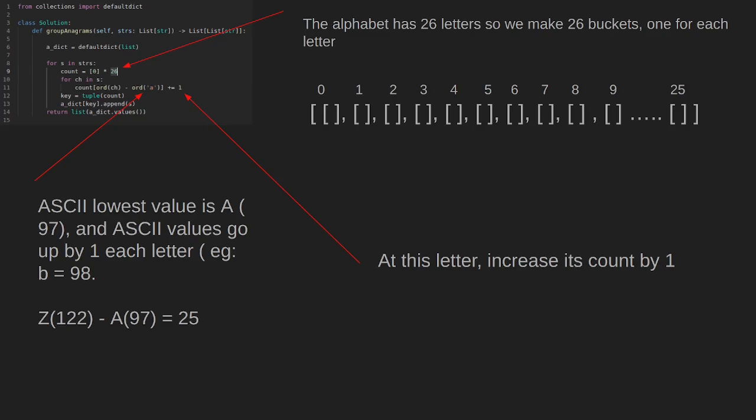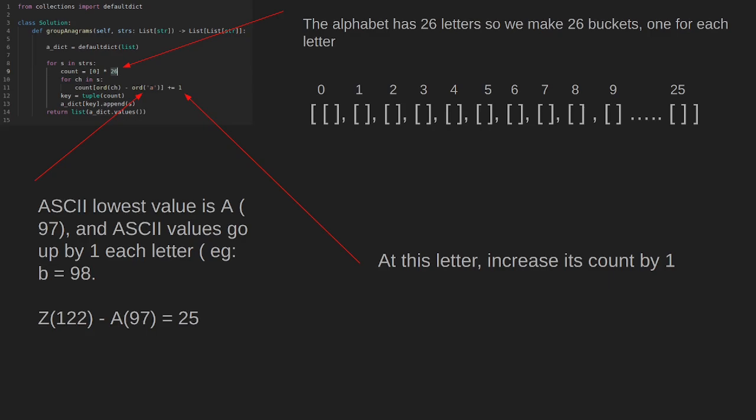And why we use the count is pretty interesting. I'm just going to call it the ASCII values, alright? So the alphabet has 26 letters, so we have to make 26 buckets for each letter. And since arrays start at 0 and go to 25, we use the ASCII values. A is 97 on the ASCII value chart. You can look it up online or whatever. And they go up by one letter each. Like, for example, B is 98.